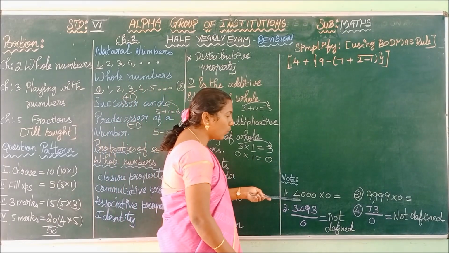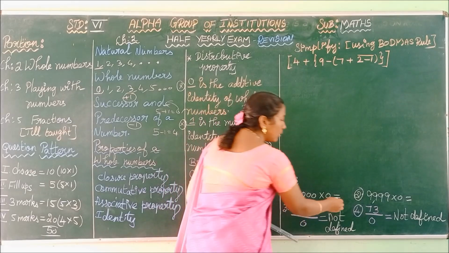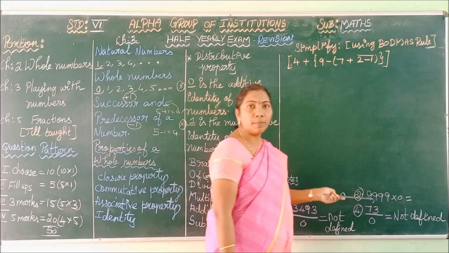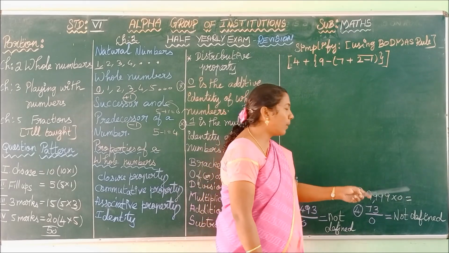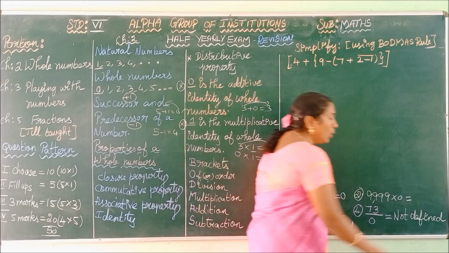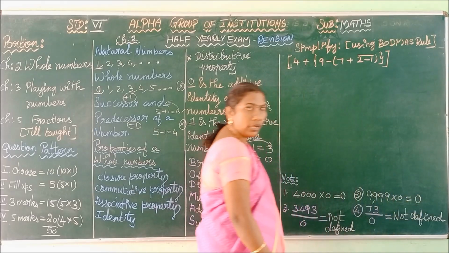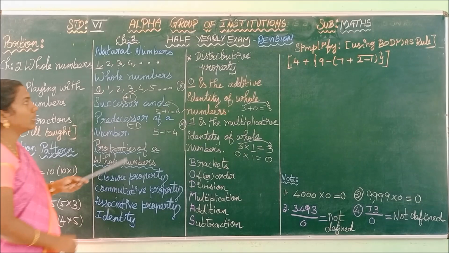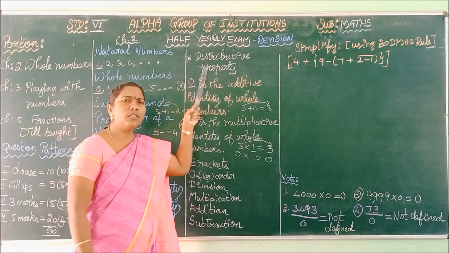So you have to write like this: 4000 into 0. It is also 0. See here, 9,999, this is the biggest 4-digit number. If you multiply any number with 0, you get the answer 0 only. So remember this in your mind. And also we have discussed the distributive property. What is the distributive property?